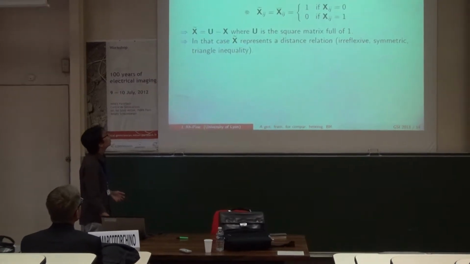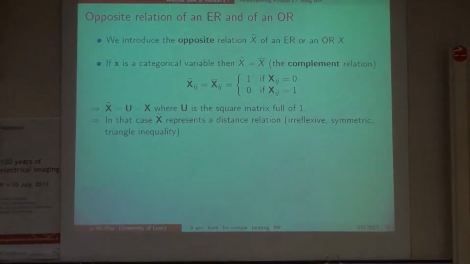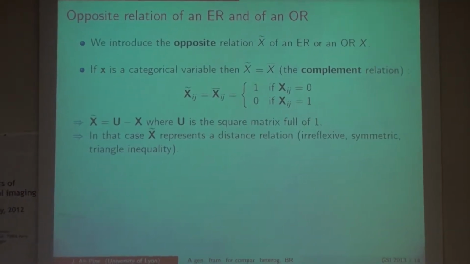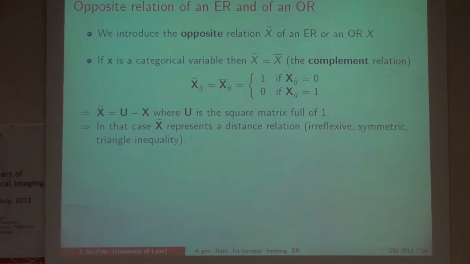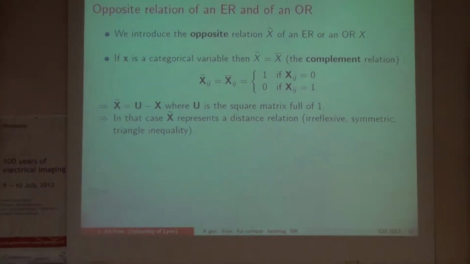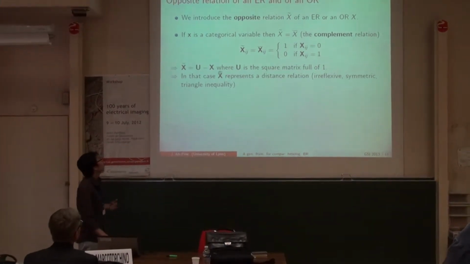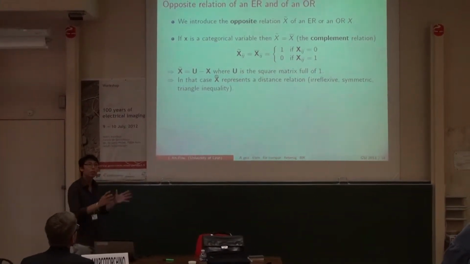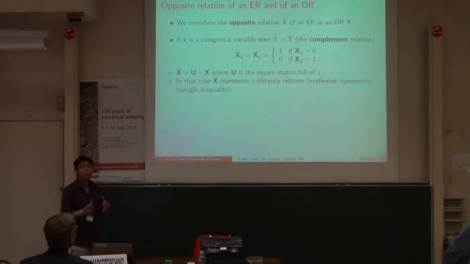Given here, you just put 1 between i and j for the complement if there was a 0 for the initial binary relation. So it's very straightforward. In terms of relational matrices, x tilde for an equivalence relation is given by U minus X, where U is the matrix full of 1. So this is for equivalence relations.